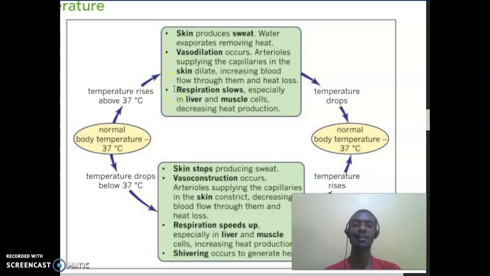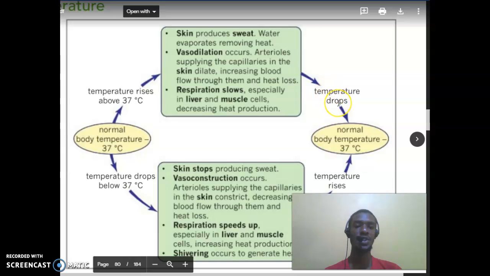A third thing that happens is that there is a slowing down of respiration. When we are too warm or too hot, our body slows down. So the liver, as I mentioned, would slow down, and the muscle cells, which would be producing a lot of heat as well, would slow down, and therefore they would reduce the production of heat in the body. So that would result in a drop in the temperature, and this continues until the temperature reaches 37 degrees Celsius.